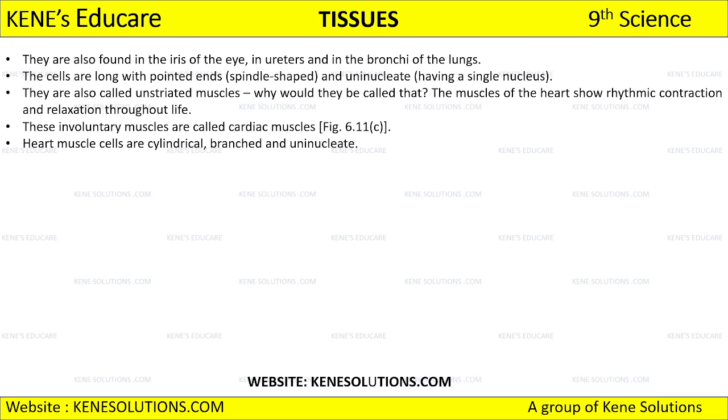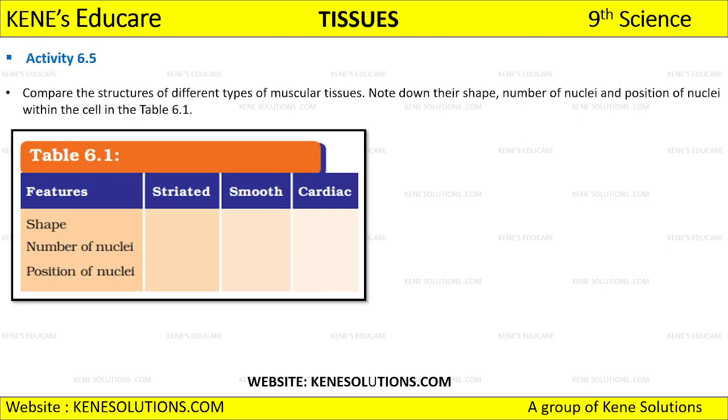So after this, next we have Activity 6.5, which has been given. What we need to do is compare the structure of different types of muscular tissue, note down their shape, number of nuclei, and position of nuclei within the cell in Table 6.1. Okay, so I hope you all are going through the table now. So see, what is the table like?